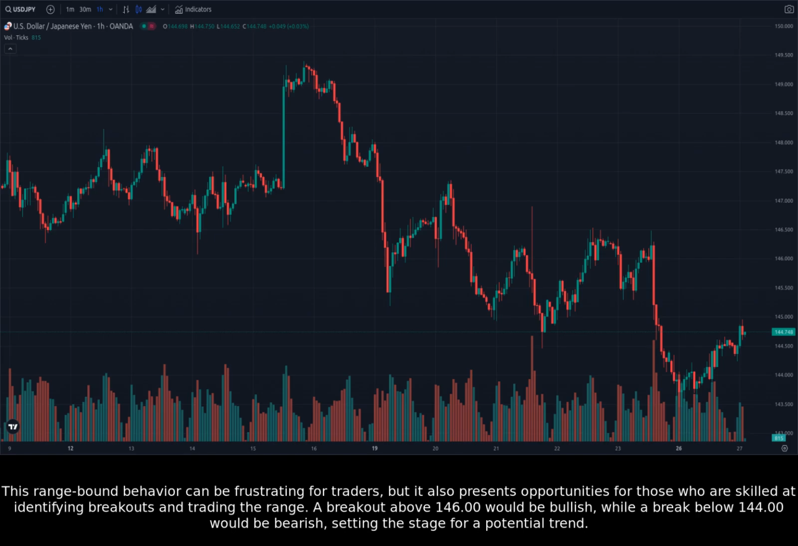This range-bound behavior can be frustrating for traders, but it also presents opportunities for those who are skilled at identifying breakouts and trading the range. A breakout above 146.00 would be bullish, while a break below 144.00 would be bearish, setting the stage for a potential trend.